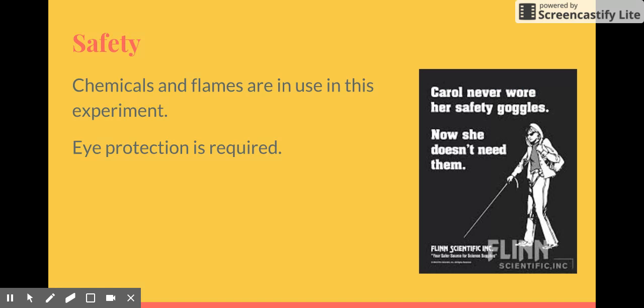There are chemicals and flames in use in this experiment. Eye protection is required for this lab.